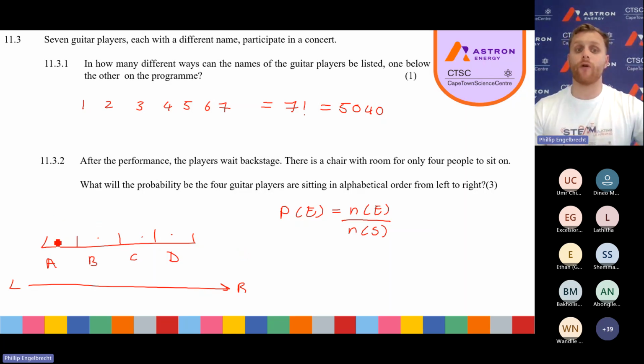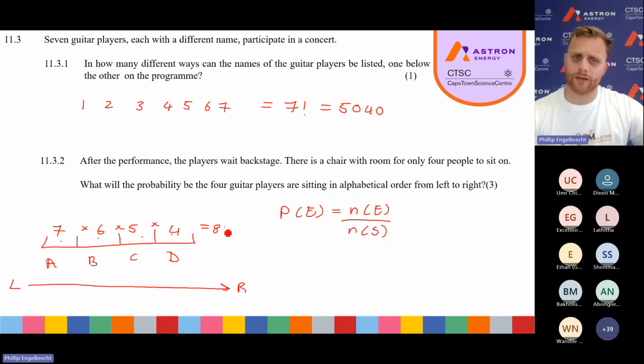So look, I have 4 options, 1, 2, 3, 4. So what I do, I go like this. How many guitar players do I have at first? It's 7, 6, 5, 4. And what you do is you multiply these guys, right? So it's 7 times 6 times 5 times 4, and you get an answer of 840, okay?